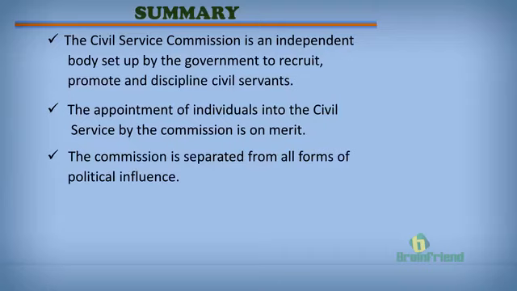Well, I'd like to say we've come to the end of today's lesson, but before we go, I'd like us to take a quick recap on all we've learned today. We looked at the Civil Service Commission, and we saw it as an independent body set up by the government to recruit, to promote, and also to discipline the civil servants in the civil service. And then we saw that the appointment of individuals into civil service by the commission is based on what? On merit. Good. And so you see people write exams, go through interviews and the likes to gain appointments or to gain jobs into the civil service.